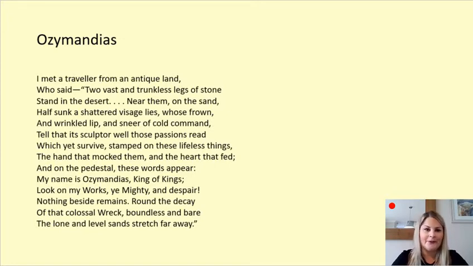I met a traveller from an antique land who said, two vast and trunkless legs of stone stand in the desert. Near them on the sand, half sunk, a shattered visage lies, whose frown and wrinkled lip and sneer of cold command tell that its sculptor well those passions read which yet survive, stamped on these lifeless things, the hand that mocked them and the heart that fed.